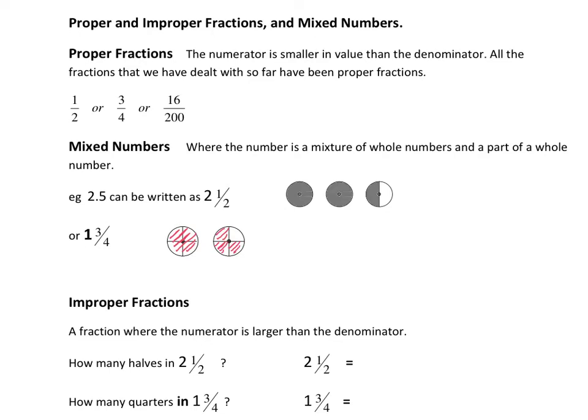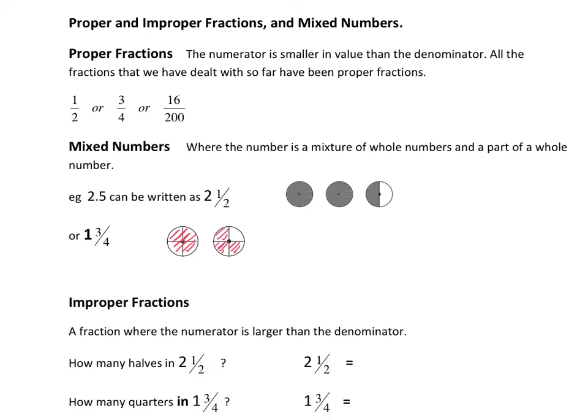So now we're going to look at the improper fractions. This is a fraction where the numerator, that is the number on top, is larger than the denominator, which is the number on the bottom. And the best way to demonstrate that is to go back to 2 1/2 and ask how many halves are there in 2 1/2.